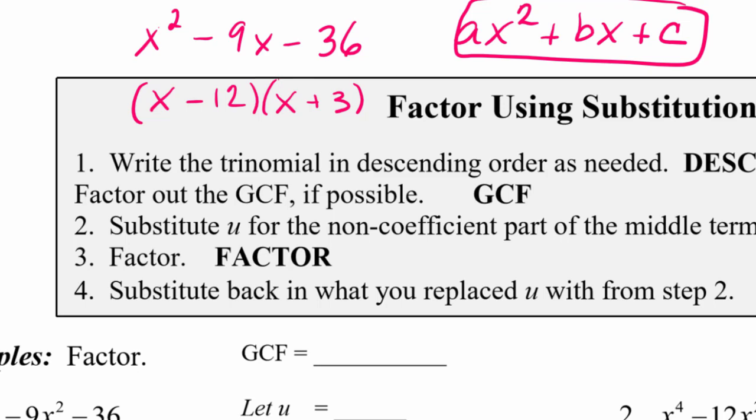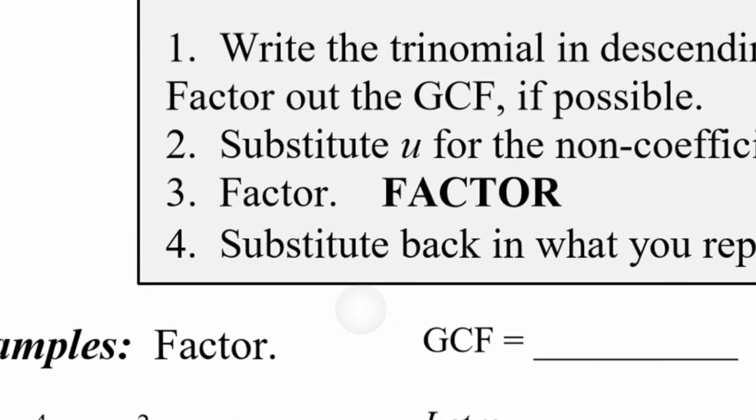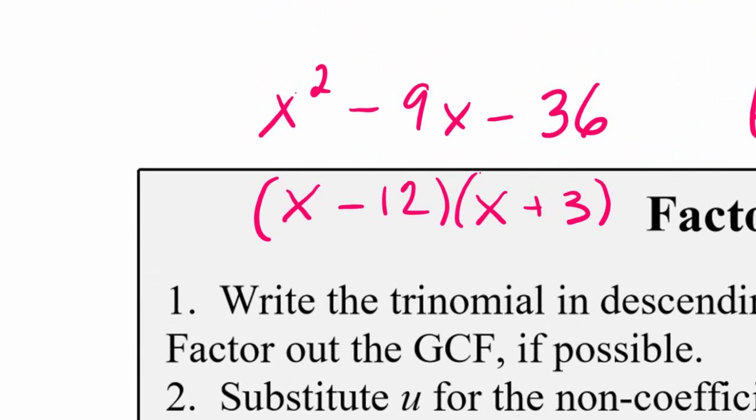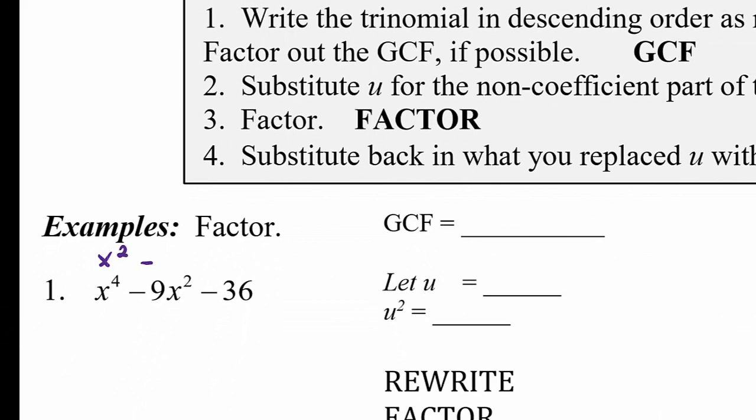Now take a look at my first example here. I have x to the fourth minus 9x squared minus 36. So that looks a lot like my x squared minus 9x minus 36, doesn't it? Problem being that instead of having x squared, I have here x to the fourth, and instead of having an x, I have x squared in my given problem, don't I? So let me rewrite that so that you can notice that. So I already factored x squared minus 9x minus 36, but they're asking us to factor x to the fourth minus 9x squared minus 36.